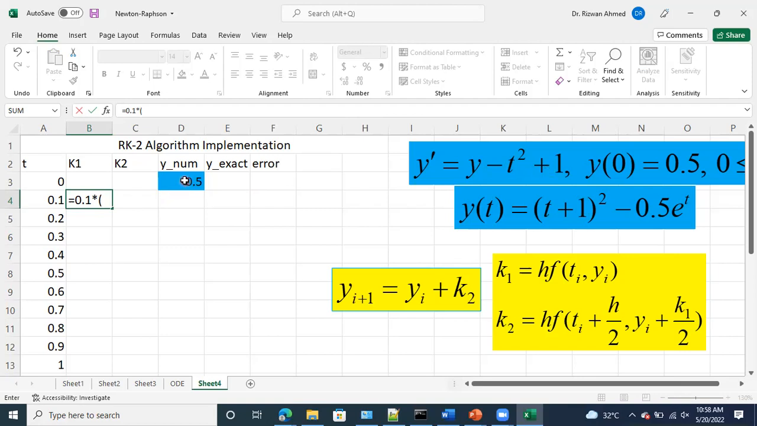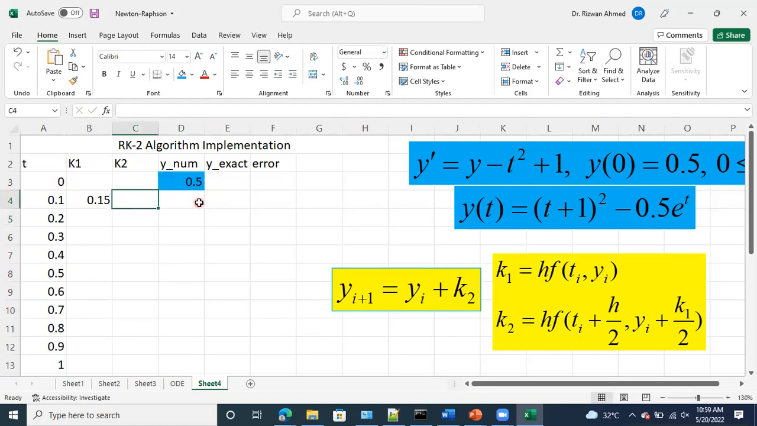So y here is this value, y minus t squared. The ti value was the previous value of time, and I have to square it, plus 1. In a programming language, you can provide just f of ti, yi, but on calculators, you have to use the exact function. So K1 has been computed.